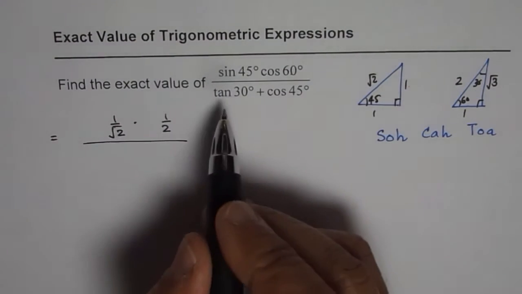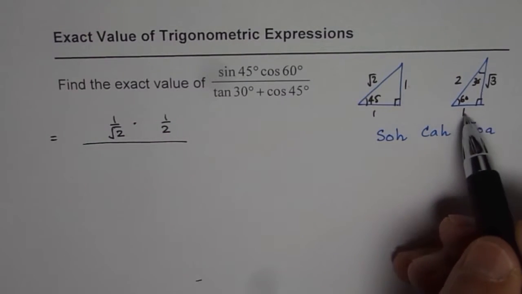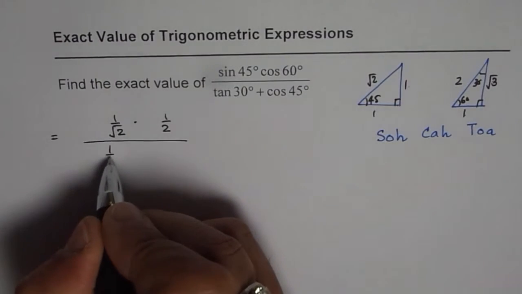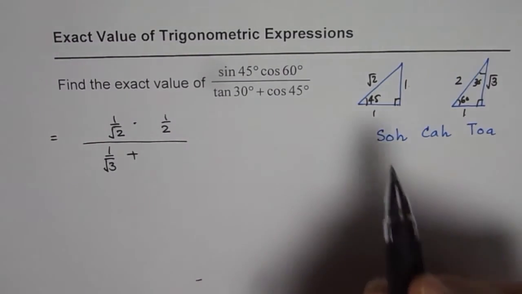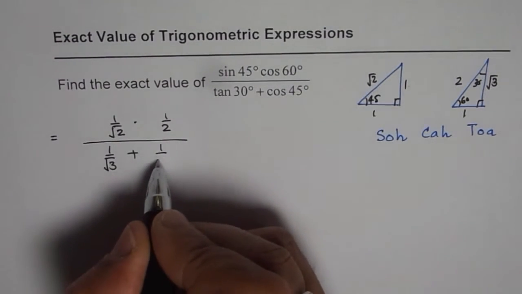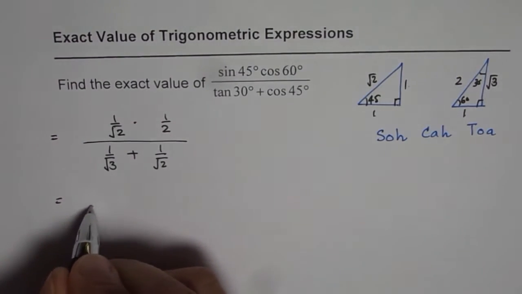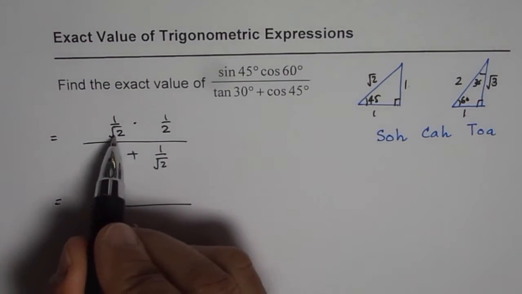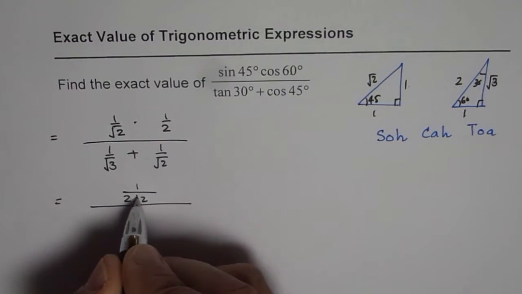Divided by tan of 30. Tan of 30 is opposite over adjacent, so 1 over square root 3. Plus cos of 45. Cos of 45 will be adjacent over hypotenuse, so 1 over square root 2. So this could be now written as, in this case when you multiply you get 1 over 2 square root 2, right?